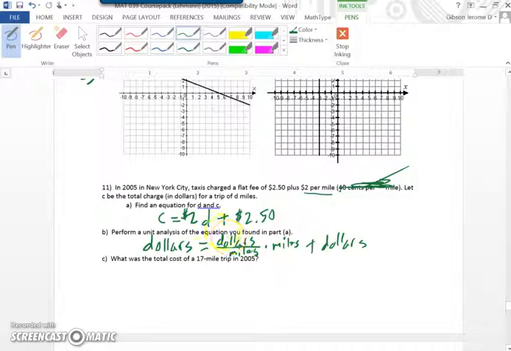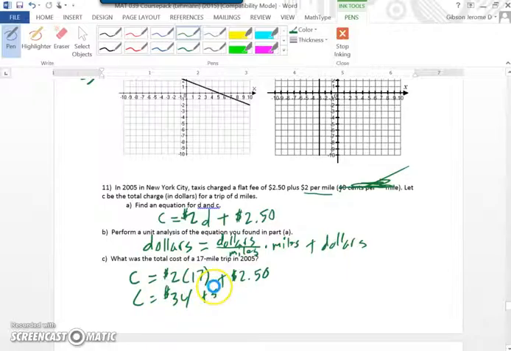Alright, now we go here. It says C, what was the total cost of a 17-mile trip in 2005? So we know 17 replaces D. So we have C is equal to $2 times 17 plus $2.50. So we know $2 times 17 is $34 plus the $2.50. So your total cost would be $36.50. And that will be your final answer.